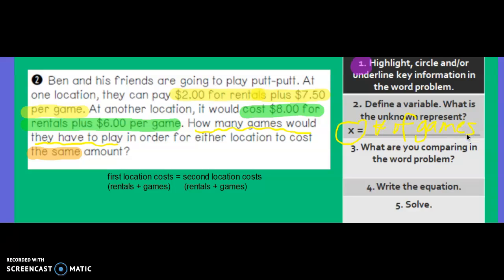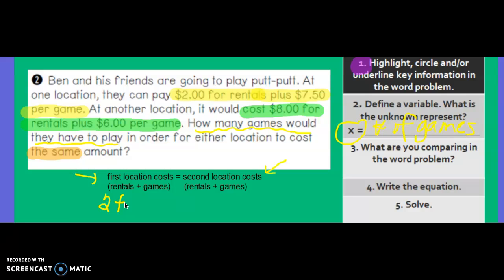Now, I like to write down a little scenario here in words of what we're trying to do. We're going to try to have the first location costs set equal to the second location costs. And what are the costs made of? They're made up of the rentals and the games. So let's look at the first location. The rentals are exactly $2, but then we're going to add on the cost of all of the games.